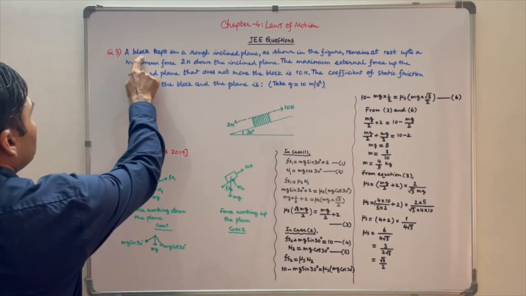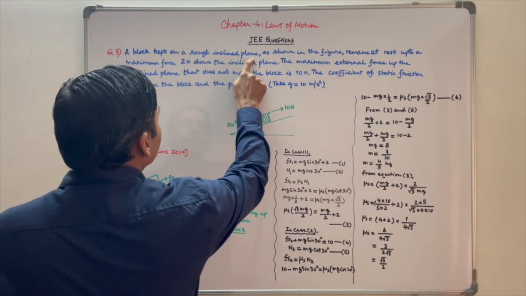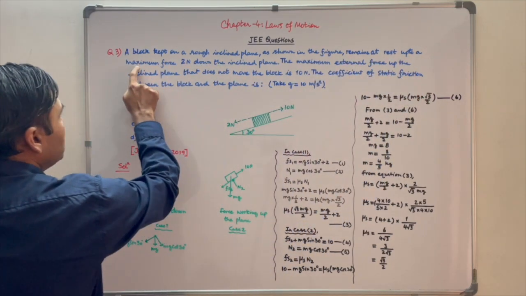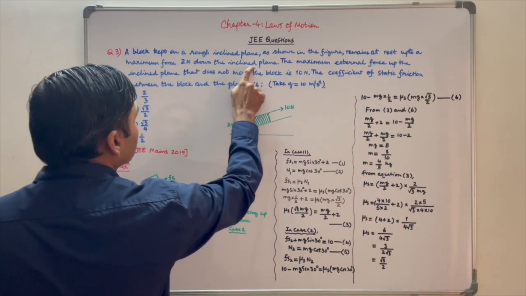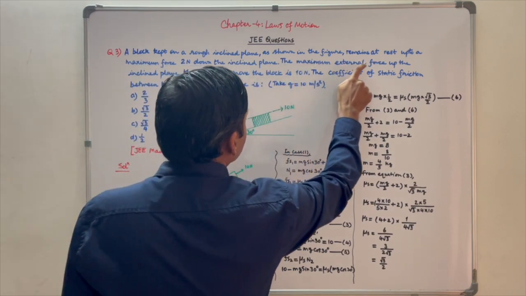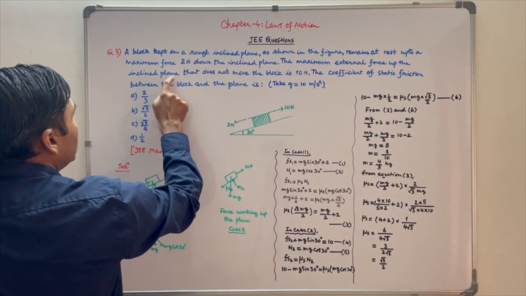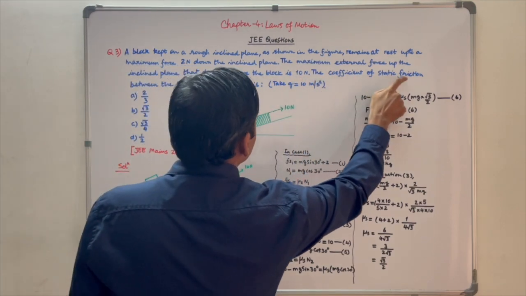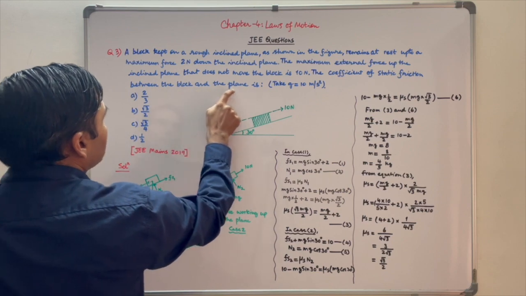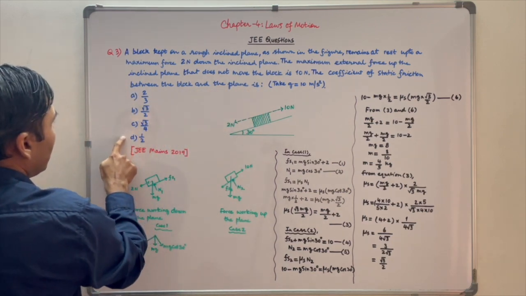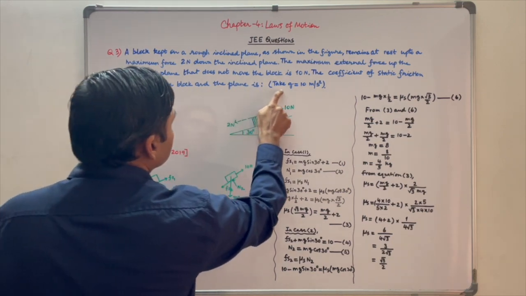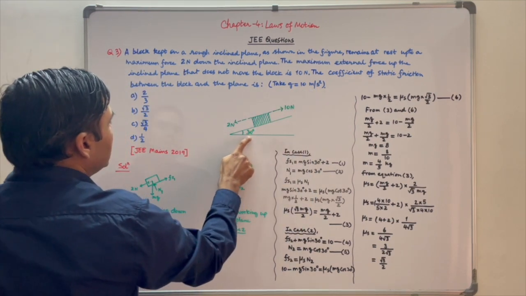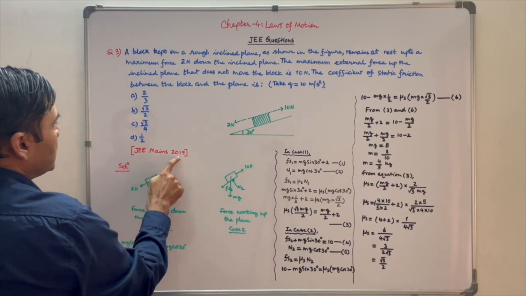Third question, a block kept on a rough inclined plane as shown in the figure remains at rest up to a maximum force of 2 Newton down the inclined plane. The maximum external force up the inclined plane that does not move the block is 10 Newton. The coefficient of static friction between the block and the plane is. These are the options given. Take g equal to 10 meter per second square. This is the figure given. This question appeared in JEE Mains 2019.